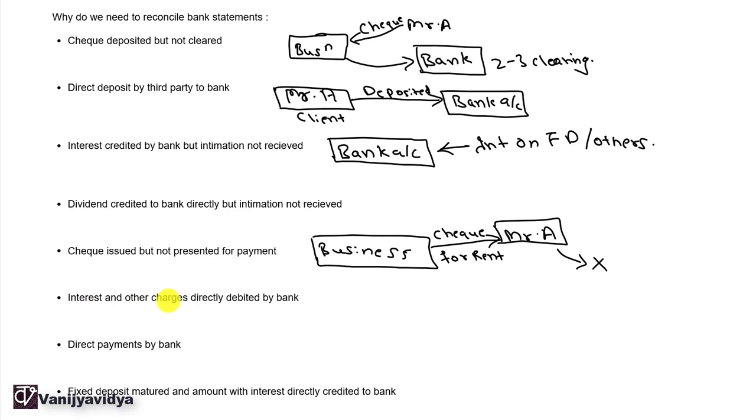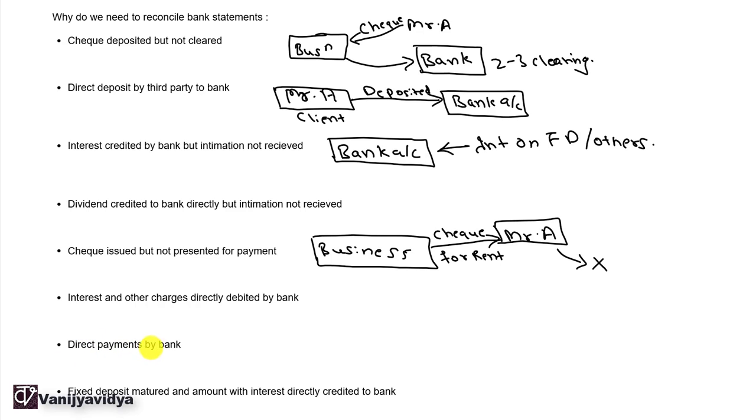Next, interest and other charges directly debited by the bank. Now there may be some interest or some other charges as per the agreement with the bank, and the bank has directly debited it. But since we are not sure of the amount or we have not received an intimation, they are not recorded in the books of accounts.